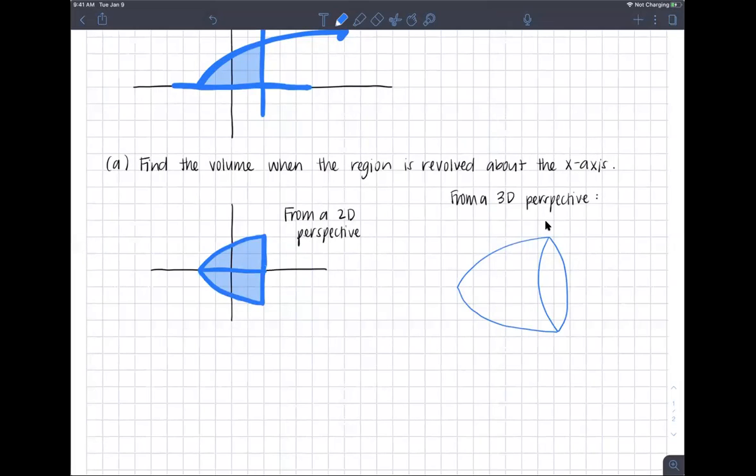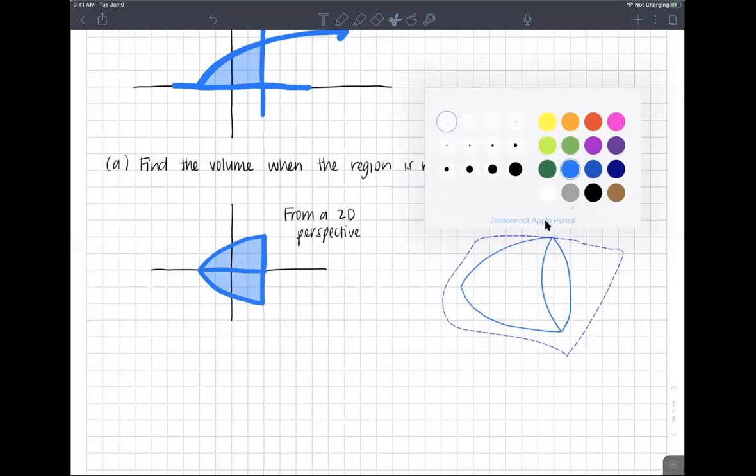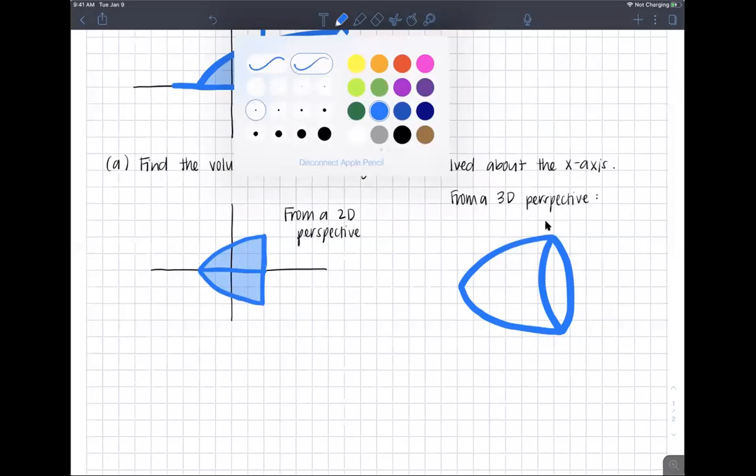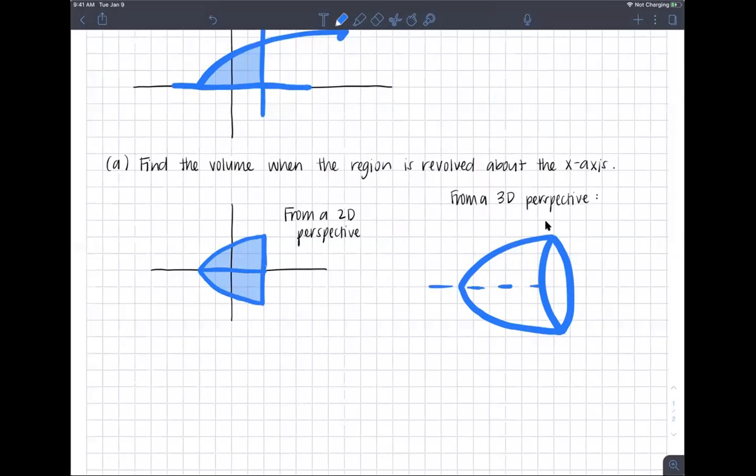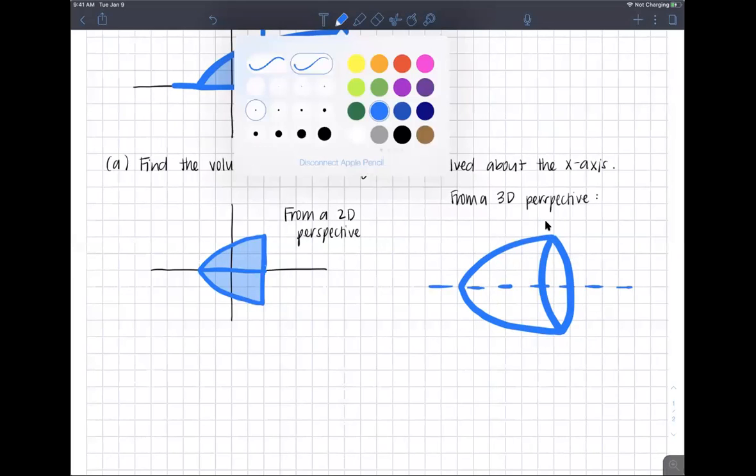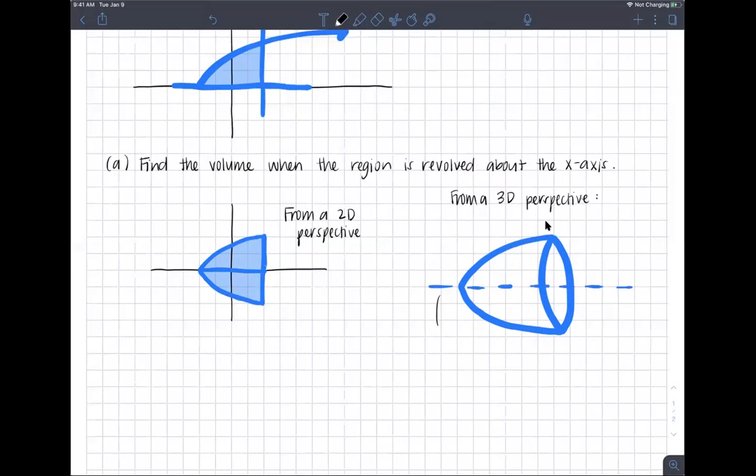And then this, the middle of it, so here, let me use, I guess I should use thicker blue. And then straight through the middle of this, that's called your axis of revolution. So yeah, you can try drawing these out if you want. 3D pictures are hard though.